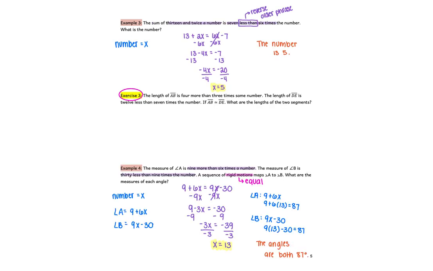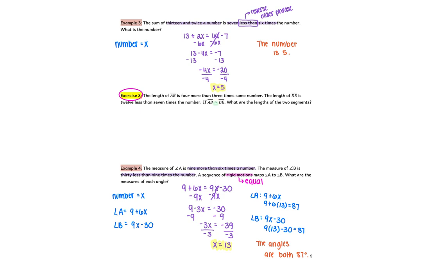Example 3 says the sum of 13 and twice a number is 7 less than 6 times the number. What is the number? Now this is our first equation where we're seeing variables on both sides. So again, review the work on example 3 and attempt exercise 3 showing all work.